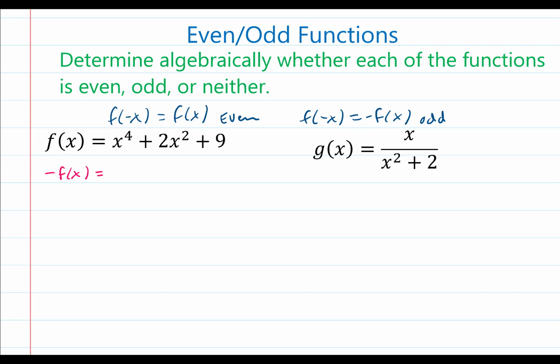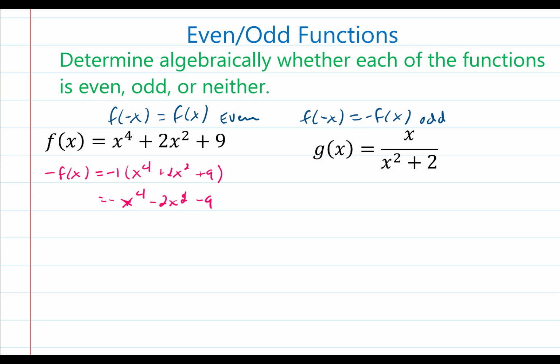So negative f of x means negative 1 times the function f of x, which our function f of x is equal to x to the fourth plus 2x squared plus 9. Let's now distribute that negative, and so what we get is negative x to the fourth minus 2x squared minus 9. So now we have a model for what it should be if it's negative f of x.